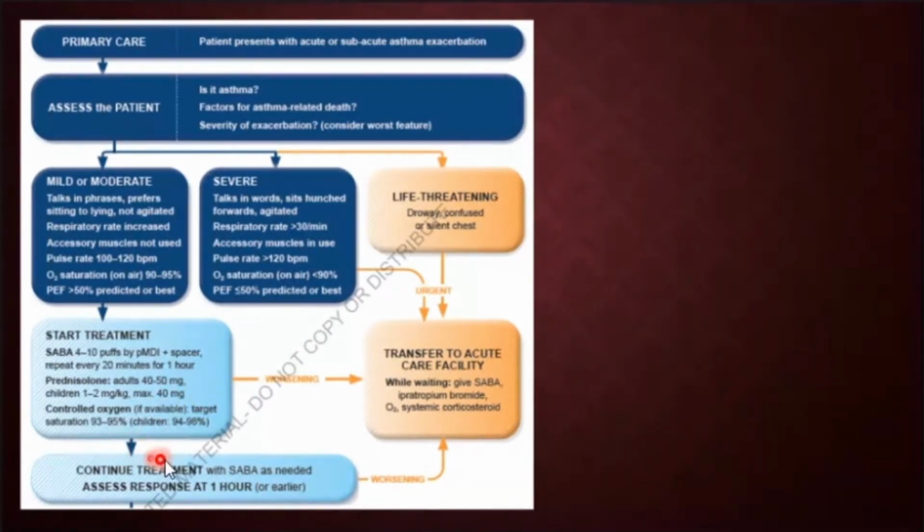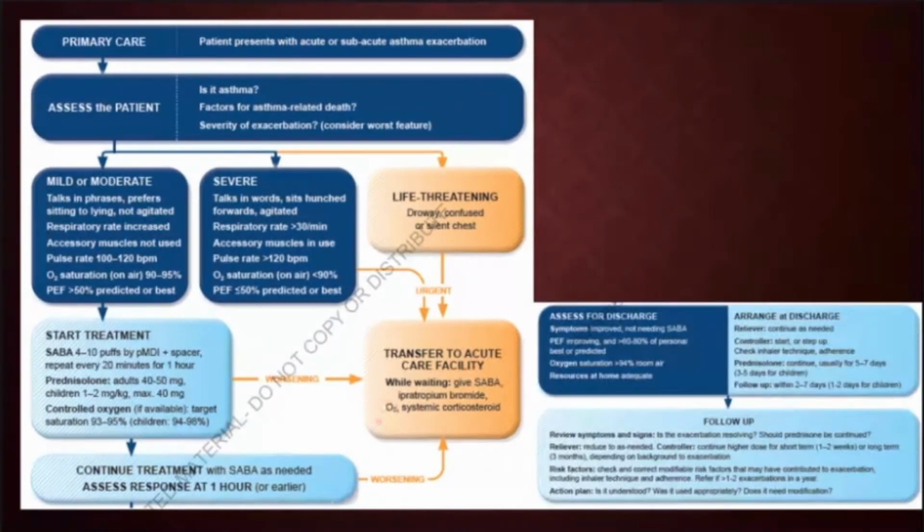You continue the treatment with the SABA as needed, because he's already got systemic steroids, and assess the response. If there is worsening, you transfer to a higher center, an acute care facility where there is facility for intubation, mechanical ventilation, and ICU care. If, however, there is a response, you assess for discharge: there's improvement in symptoms, the PEF is improving, the oxygen saturation is more than 94% in room air, and the patient has adequate resources to continue management at home. Then you can send the patient home.